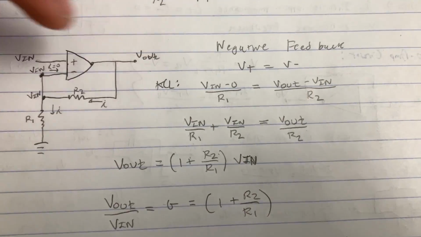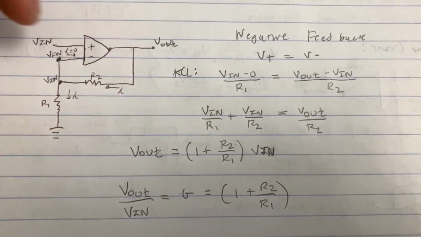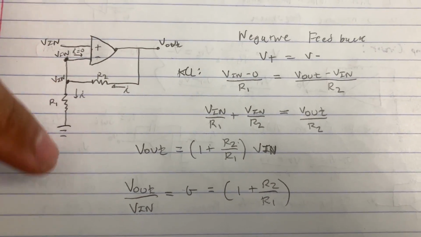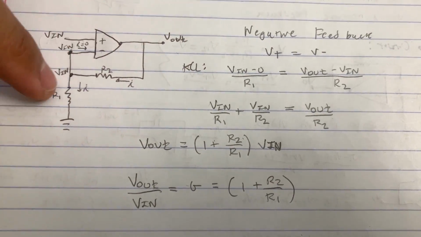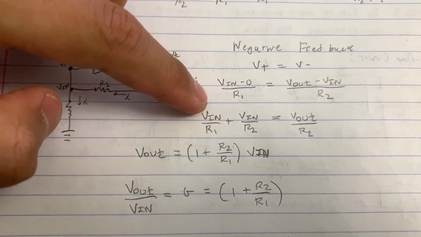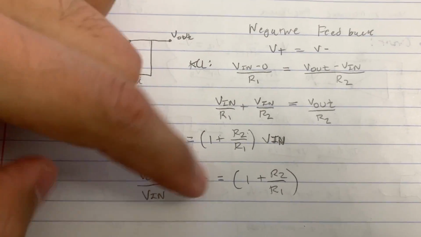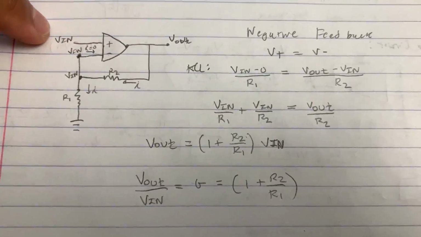Then if we use KCL at this node right here, we know this current has to equal this current, because there's no current going this way. So we can do Vin minus ground, which is 0, over R1 is equal to V out minus Vin over R2, right here. And then when we simplify, we get the gain: V out over Vin equals 1 plus R2 over R1, and it's positive because it's a non-inverting op-amp.